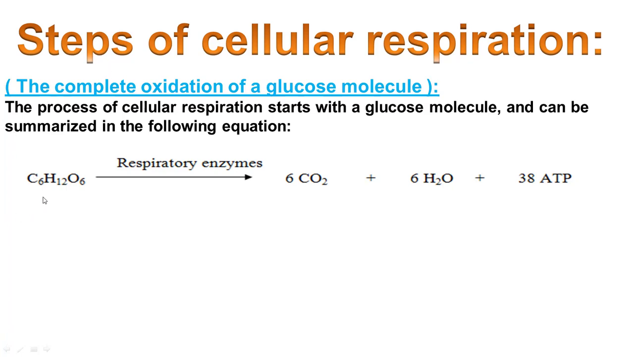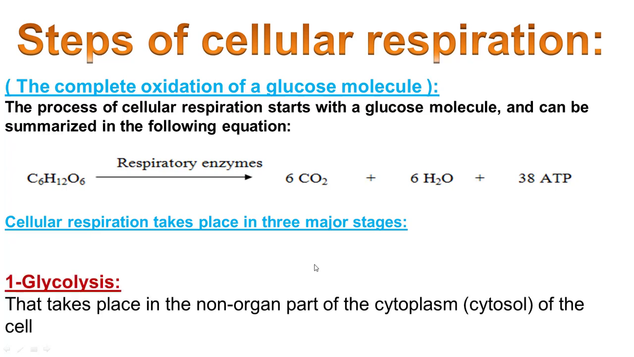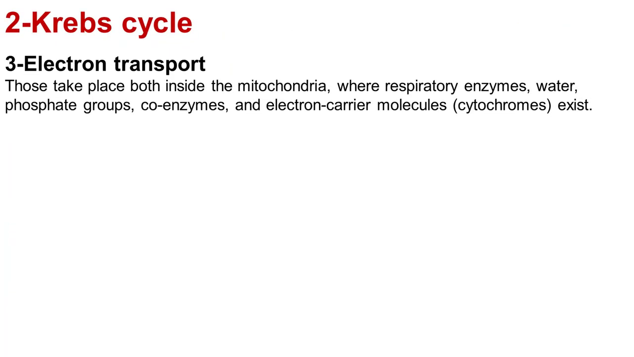As you see in this equation, C6H12O6 is the symbol of glucose. By respiratory enzymes, complete oxidation turns it into 6 molecules of carbon dioxide, 6 molecules of water, and 38 ATP. This is the complete oxidation of 1 molecule of glucose. Cellular respiration takes place in 3 major stages. The first stage is glycolysis, which takes place in the non-organelle part, the cytoplasm or cytosol of the cell. The Krebs cycle and electron transport all occur inside the mitochondria, where respiratory enzymes, phosphate groups, coenzymes, and electron carrier molecules exist.